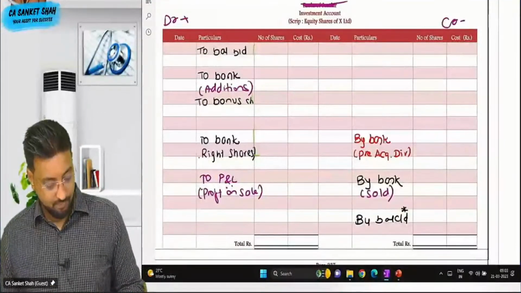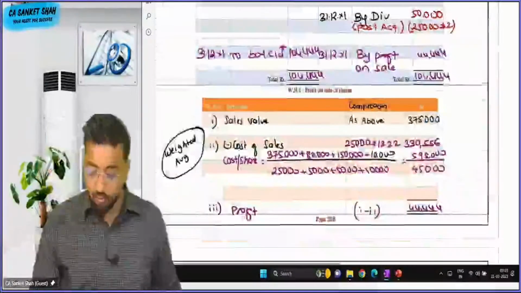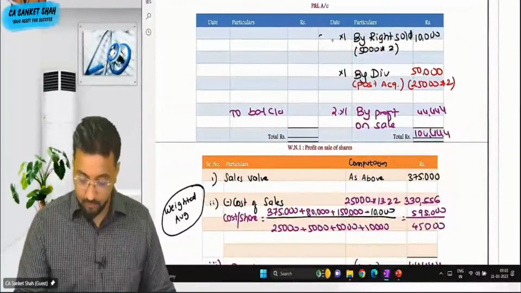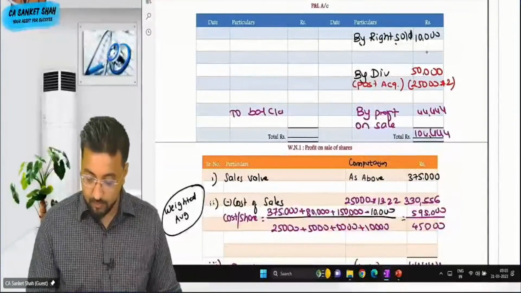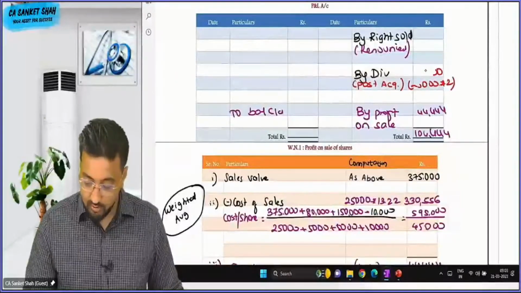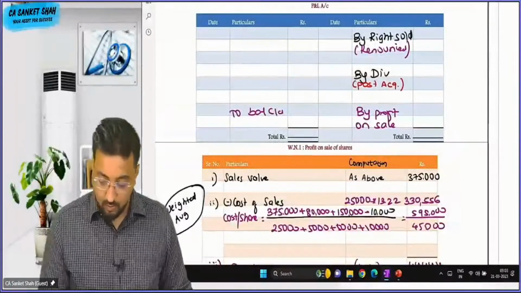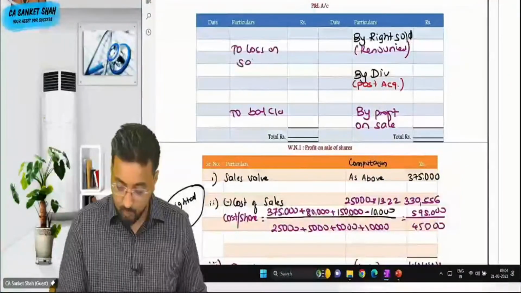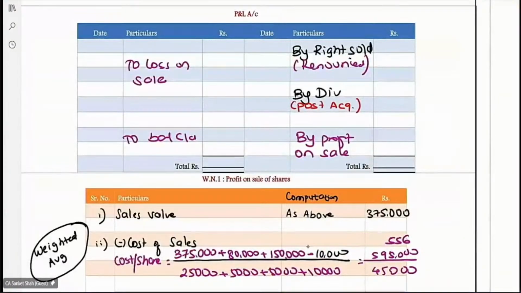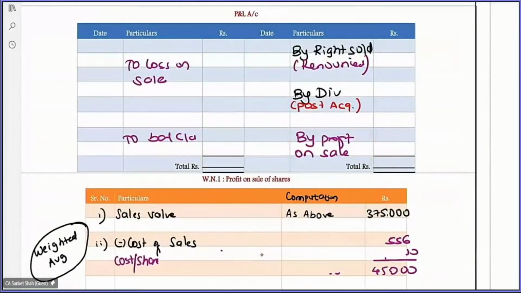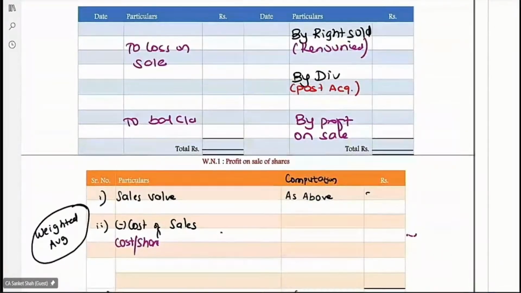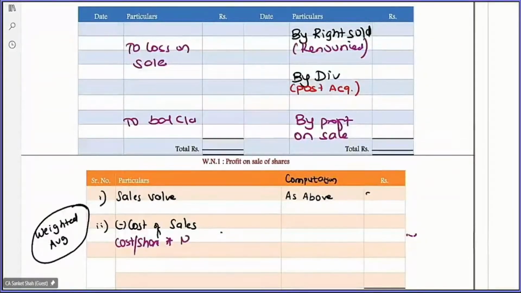Simple. Then working note, P&L account pro forma. Write the P&L pro forma: by right renounced, this is renounced, renunciation. Loss on sale you will write over here. So this is a pro forma, and here cost of shares, cost per share you will calculate, and use weighted average, cost per share into number of shares sold.